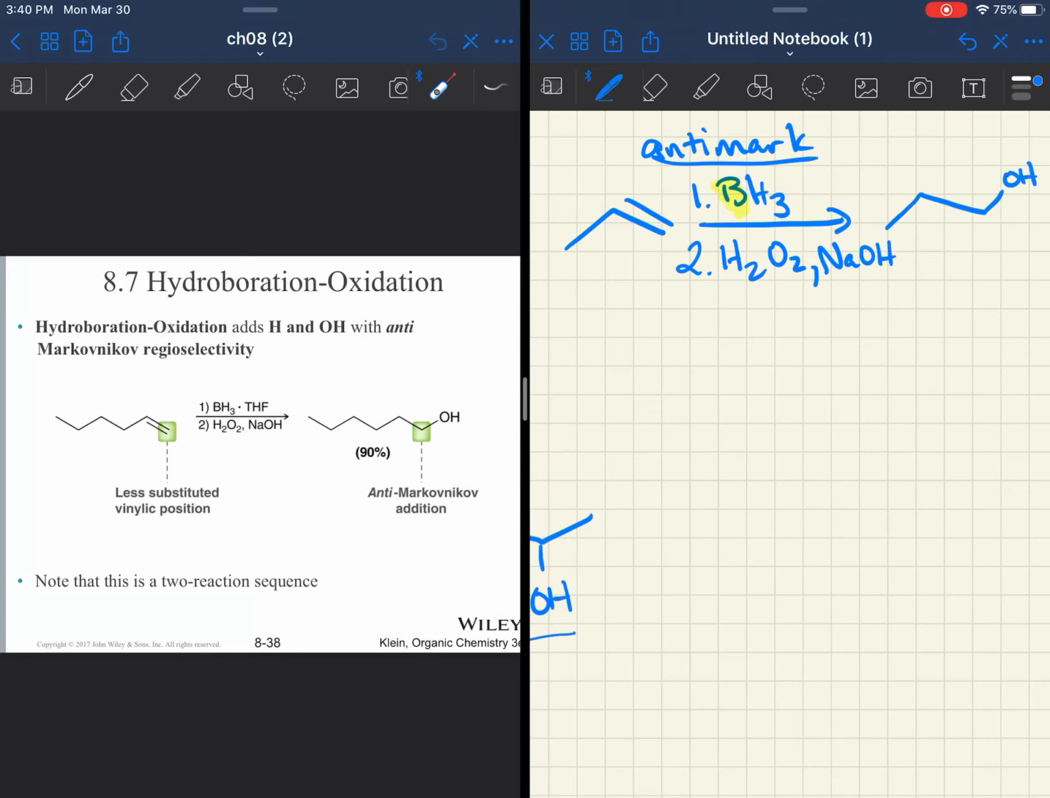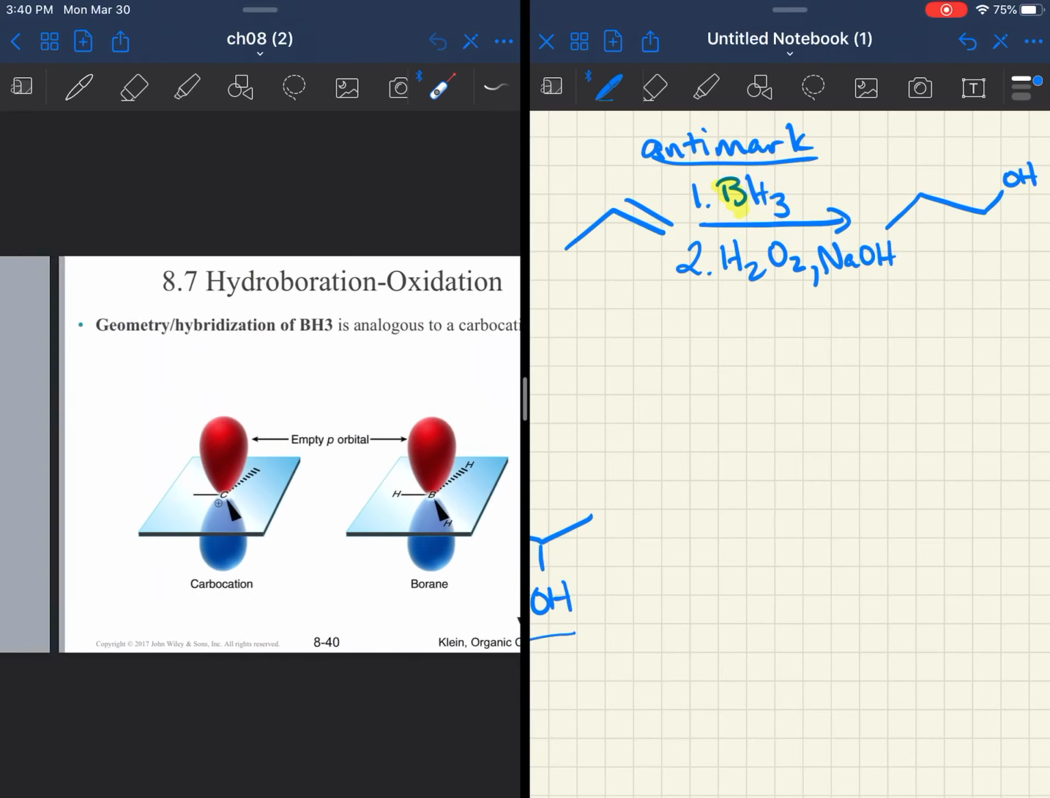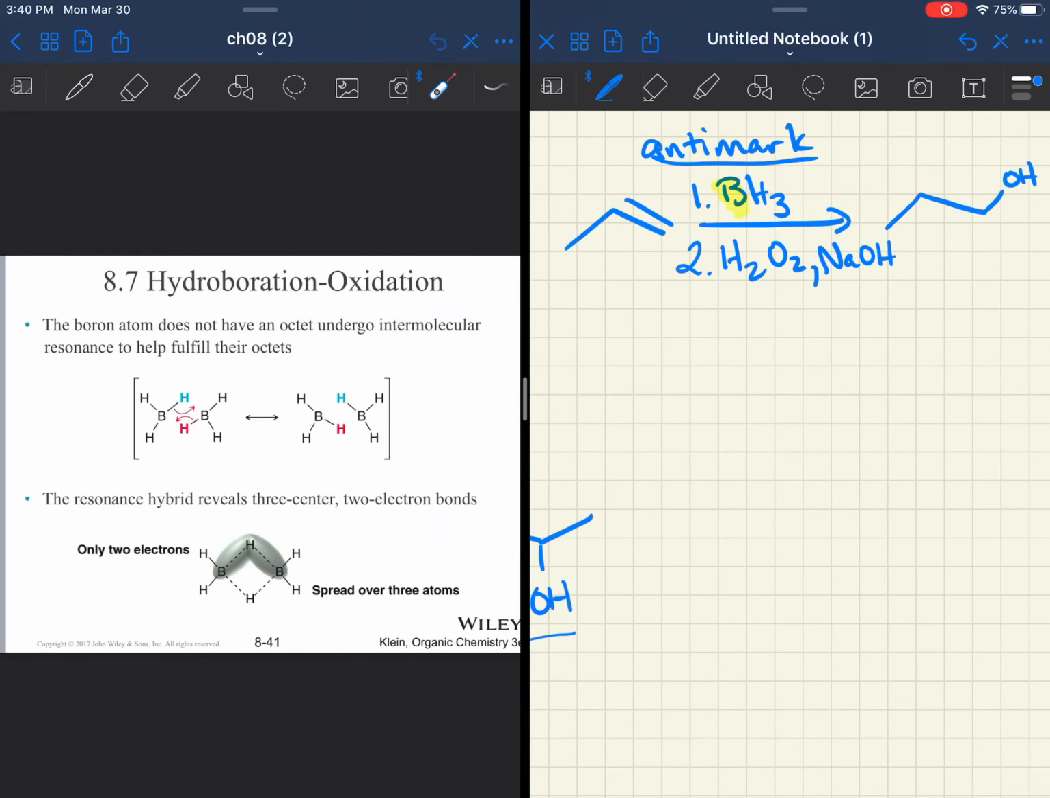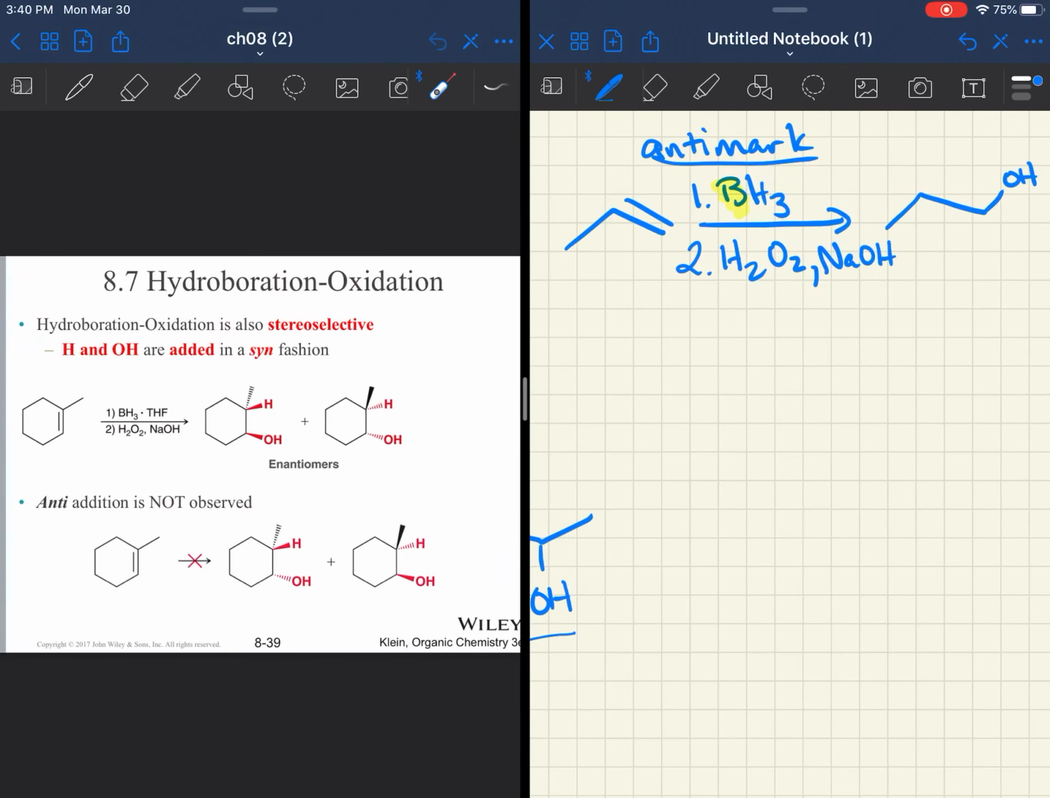So I tend to think of peroxides as being critical for that anti-Markovnikov addition. It's going to put the OH on the less substituted side. Now, you don't have to be prepared to give me this mechanism, but what I would like to show is why this works.